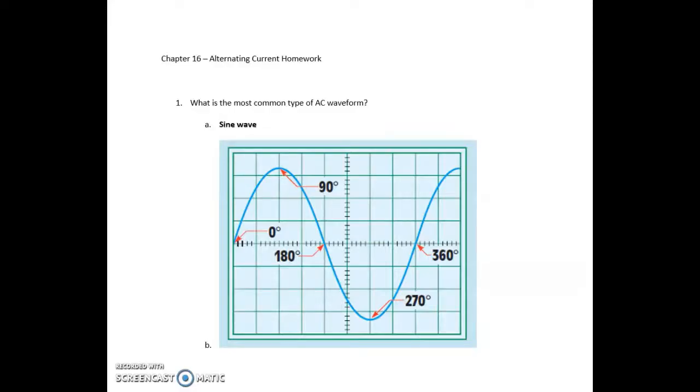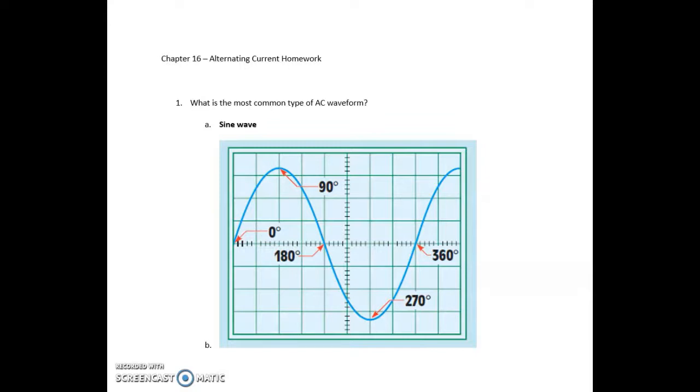Chapter 16 in the 6th edition is alternating current. Hopefully it's the same chapter number in the 7th edition of the textbook. If not, I really hope that you did find the correct unit. And again, I apologize for the textbook edition mix-up. It's caused quite a mess, not only in our class.